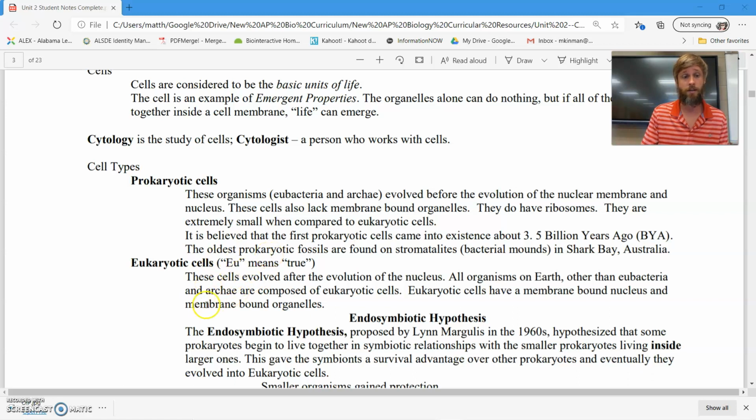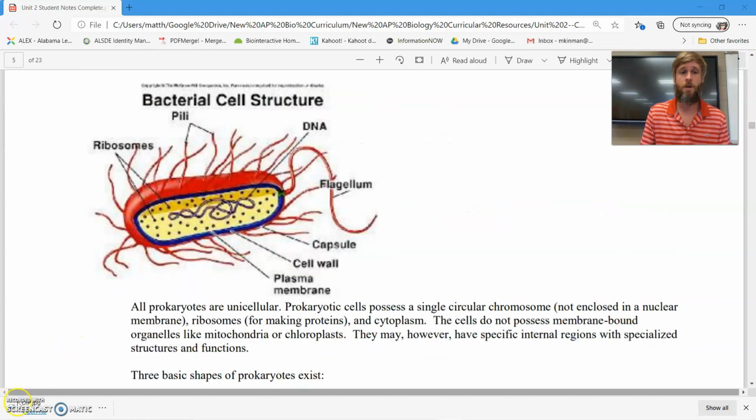In your notes, we have a diagram, so let's look at it. So this is a diagram of a bacterial cell structure. Notice we have ribosomes, these little dots all inside. Ribosomes function to make proteins. We have pili, which is plural for pilus. Pili can be used in sexual reproduction and locomotion.